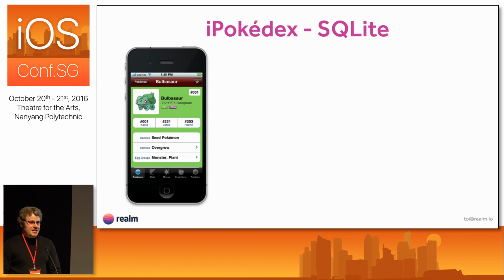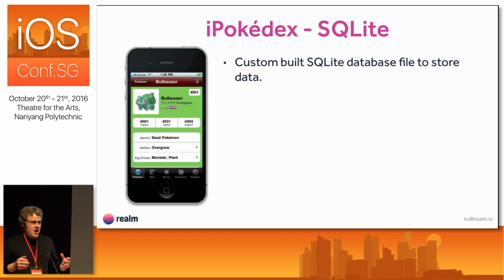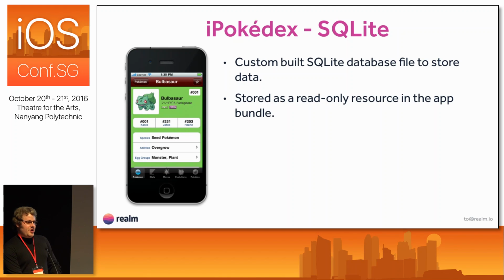So I was thinking about using JSON, but JSON would have been terrible because the Pokemon dataset is not small. So I decided on SQLite. I aggregated a bunch of data from a huge number of Pokemon websites into a SQLite file, and then stored that as a read-only bundle in the app.